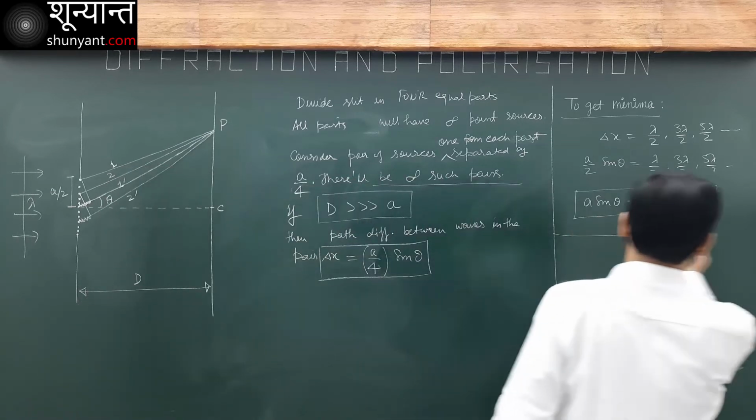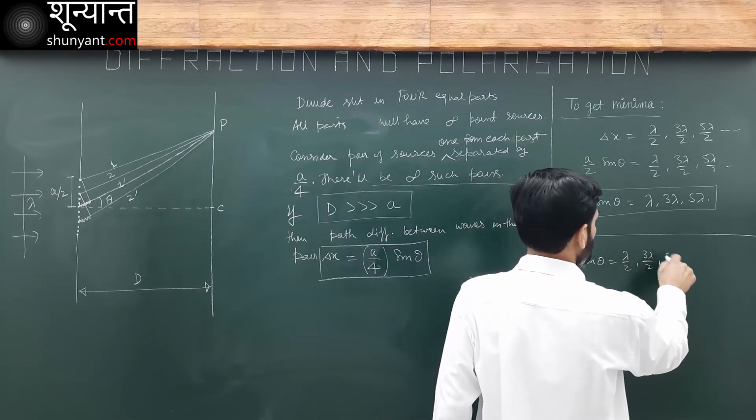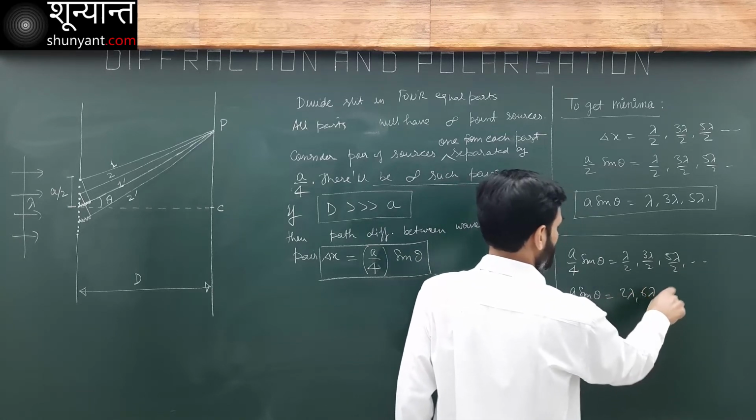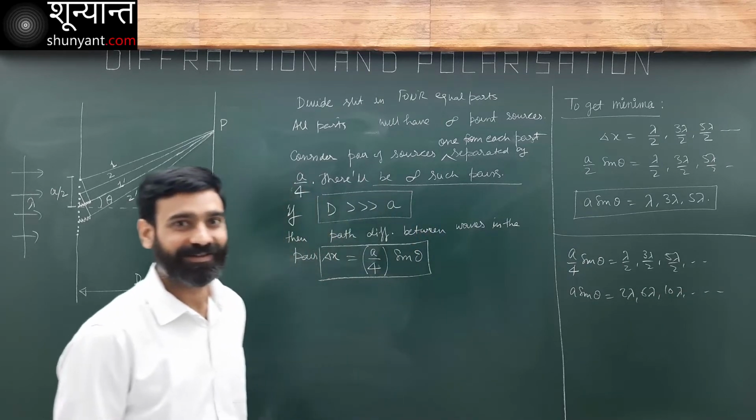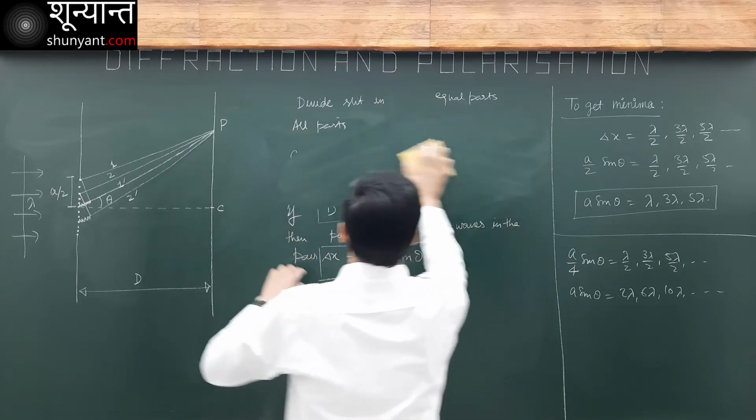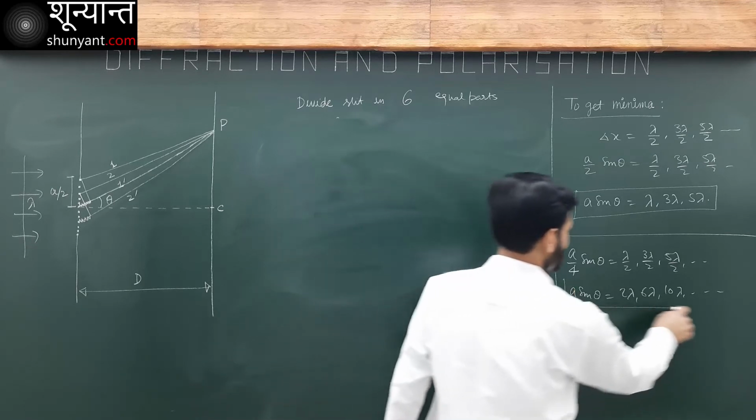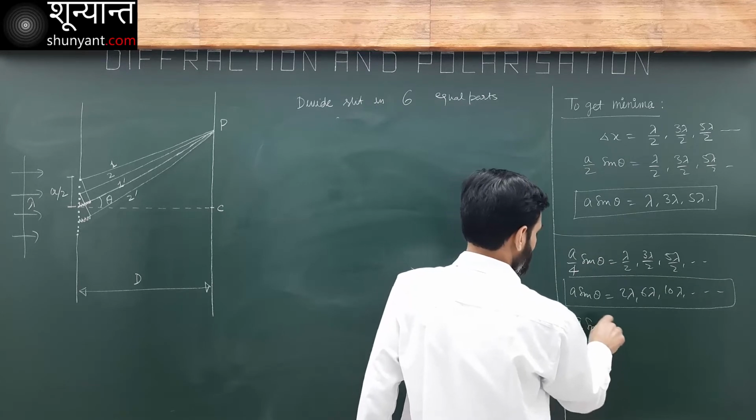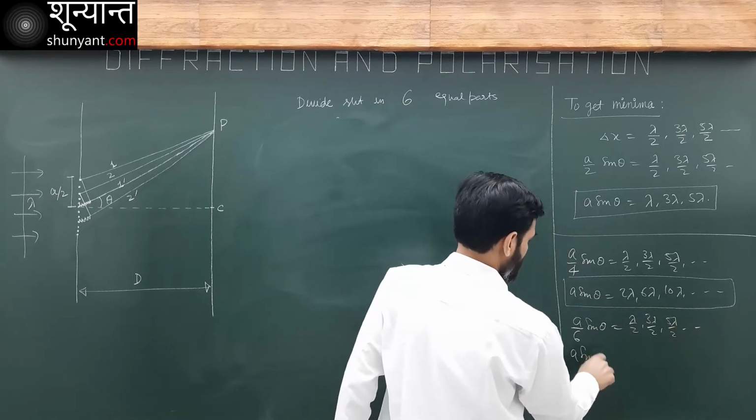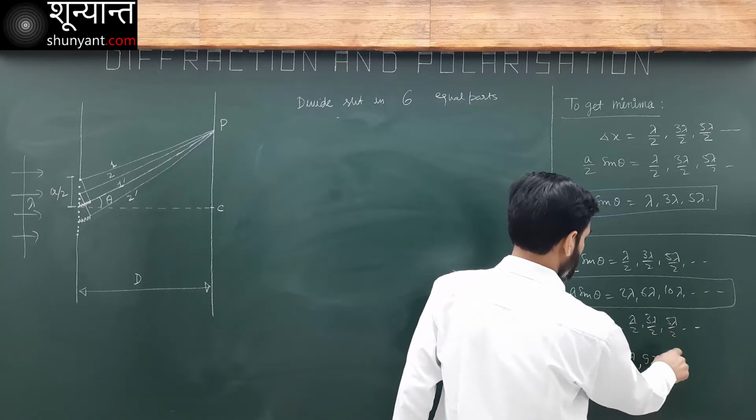So what will be the condition for the next minima? It will be like this: a by 4 sin theta is going to be lambda by 2, 3 lambda by 2, 5 lambda by 2 and all that. What will be a sin theta? A sin theta will be equal to 2 lambda, 6 lambda, 10 lambda and all that. Then make it 6 equal parts, and exactly the same logic continues. I get a over 6 sin theta is lambda over 2, 3 lambda over 2, 5 lambda over 2 and all that. What is a sin theta? It is 3 lambda, then 9 lambda and then 15 lambda and all that.